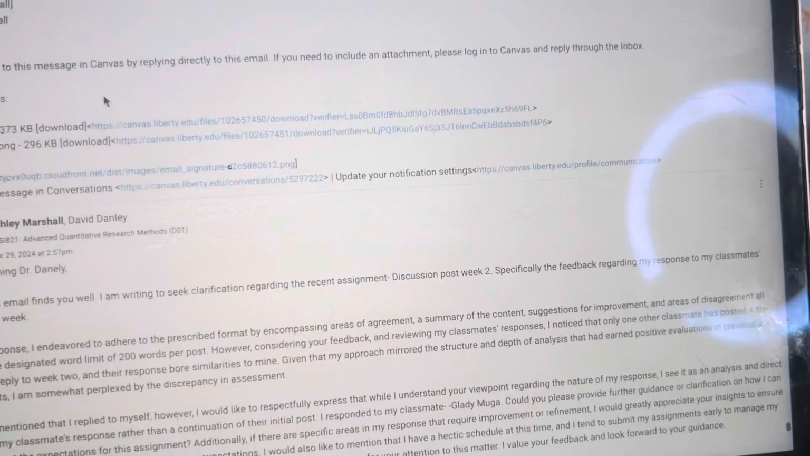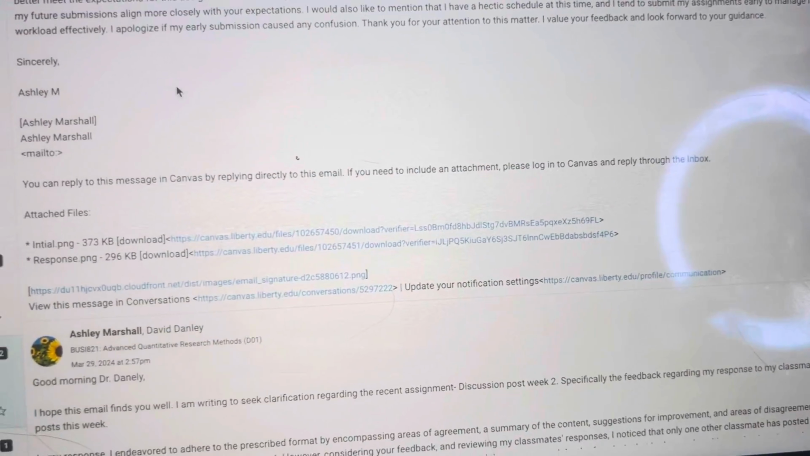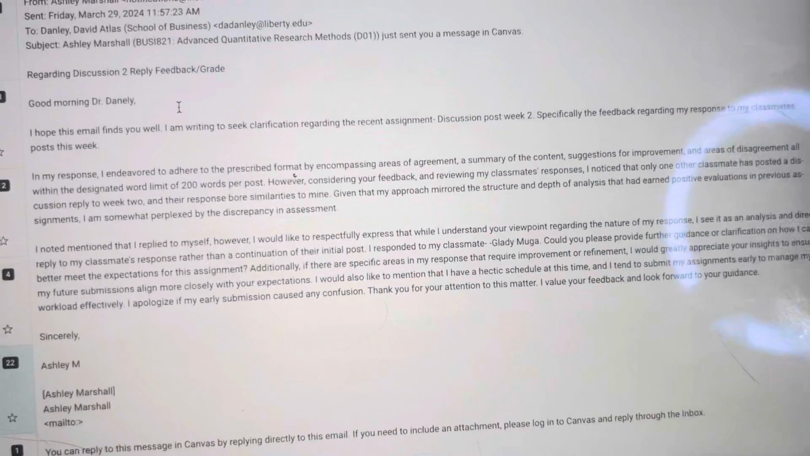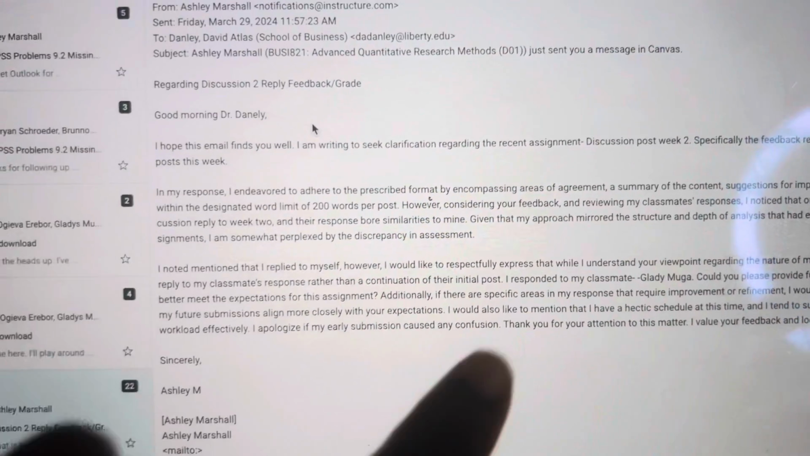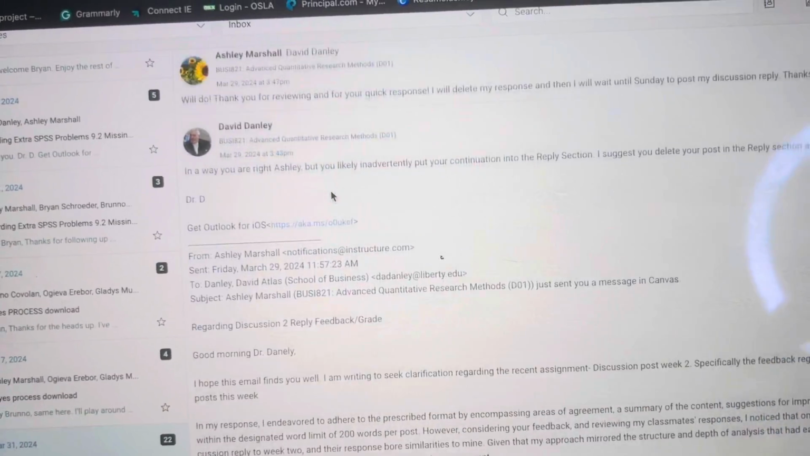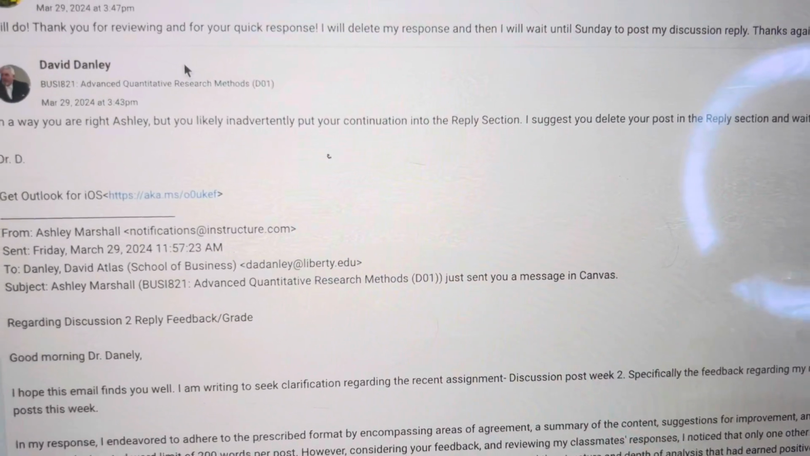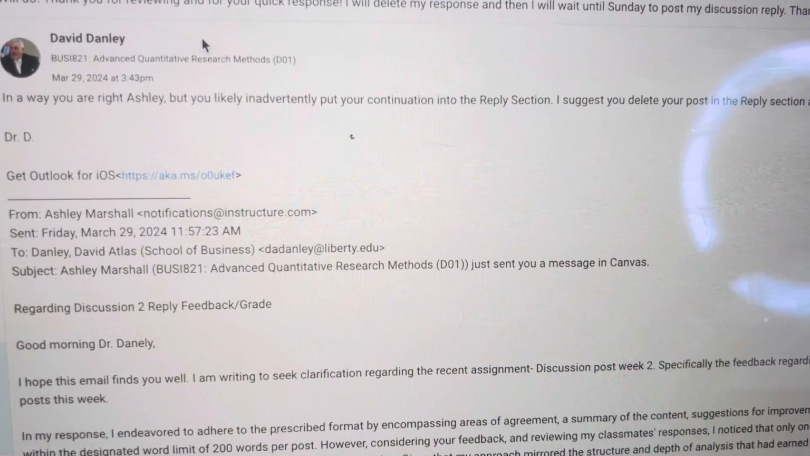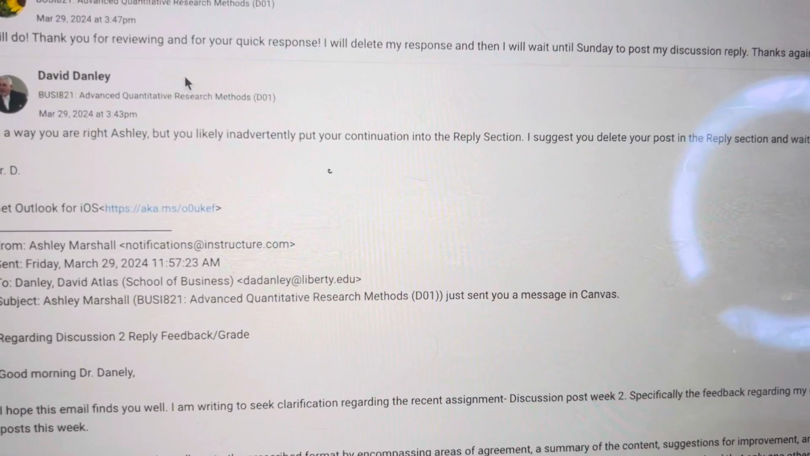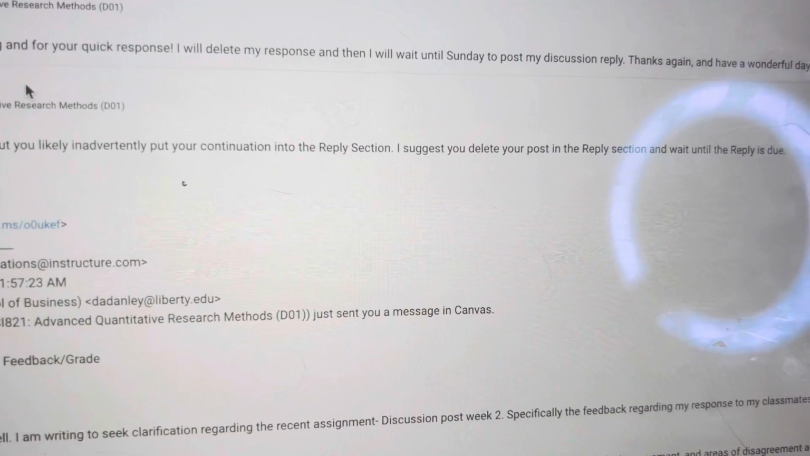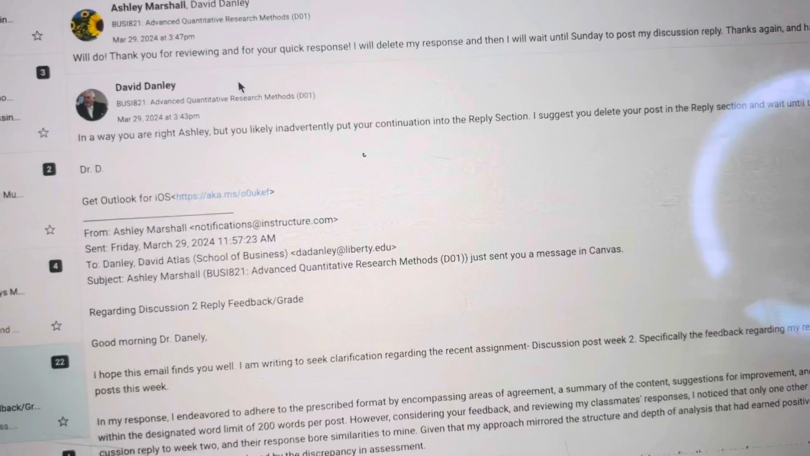Okay, and again, so there's things missing, right? Let's continue. So this is just a kind of like a copy of what it is, but then okay, let's continue on. He then writes, in a way you were right, Ashley, but you inadvertently put your continuation in the reply section. What is he talking about? I suggest you delete your posts in the reply section and then wait until the reply is due. So one, he's telling me that I cannot submit my assignment early. Is he or is he not?